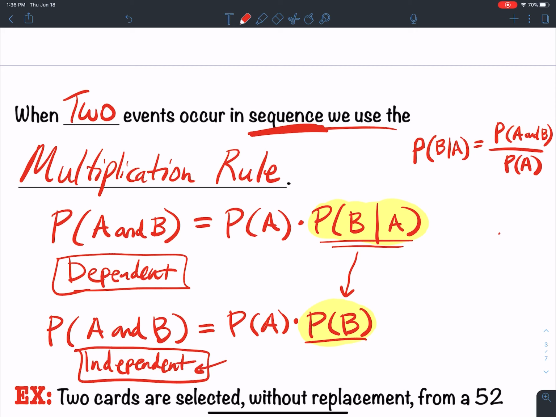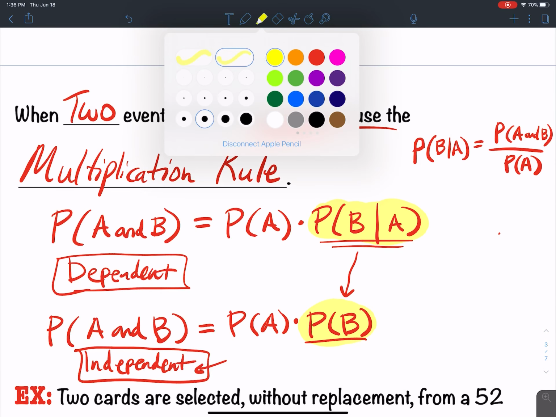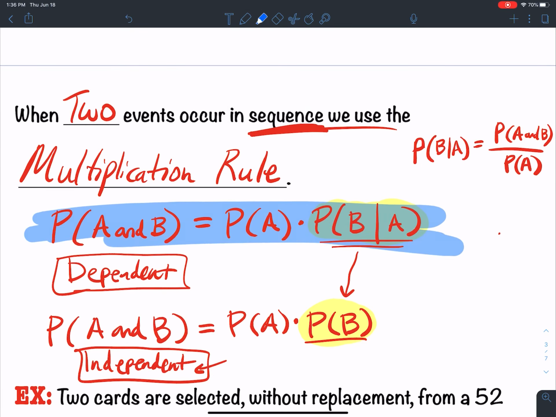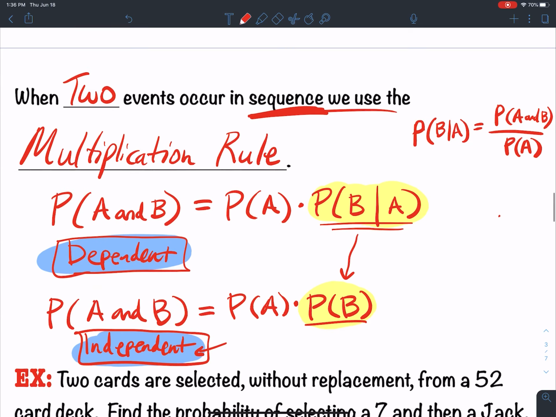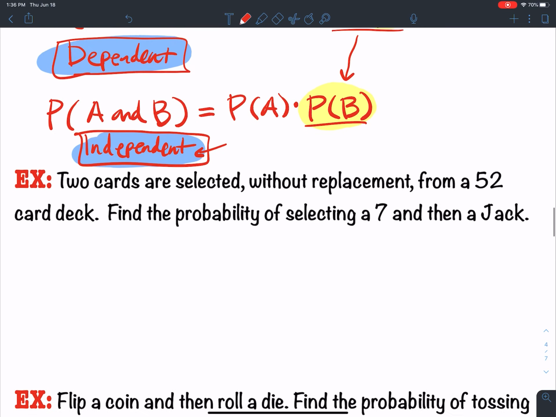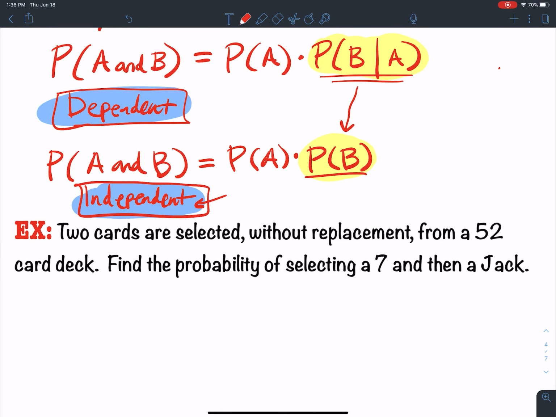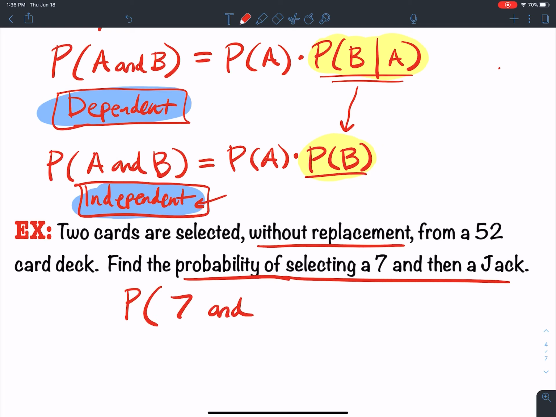All right? So two different formulas, so don't get confused when you see two different formulas. You need to know there's a difference. One's for dependent, one's for independent. All right? So let's do two examples. First one, two cards are selected without replacement. So without replacement means when we pick it up, we don't put it back. From the 52 card deck, find the probability of selecting a 7 and, key word here is and, a jack. The probability of selecting a 7 and a jack.